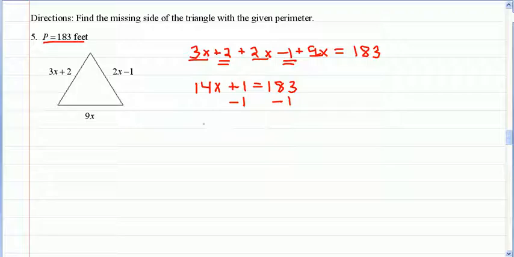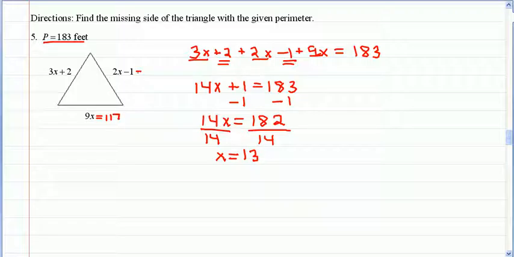And then subtract 1 from both sides so that we get 14x is equal to 182. Divide both sides by 14, and x is equal to 13. So all we're asked to do is find the missing sides of the triangle. So with x equal to 13, to find 9x, I take 9 times 13, which is equal to 117.